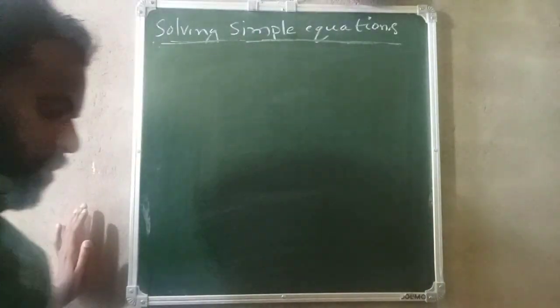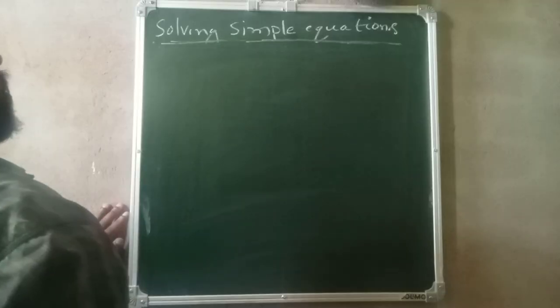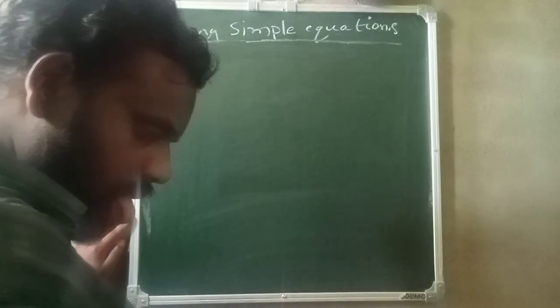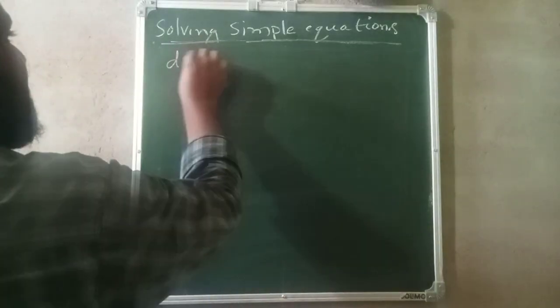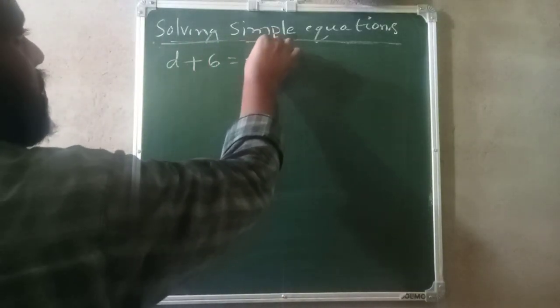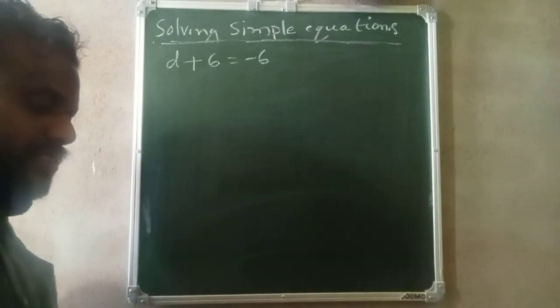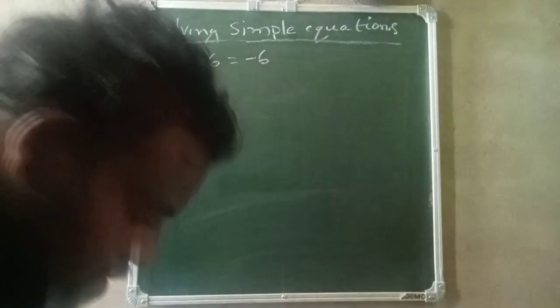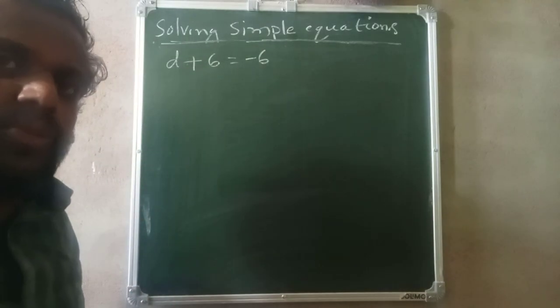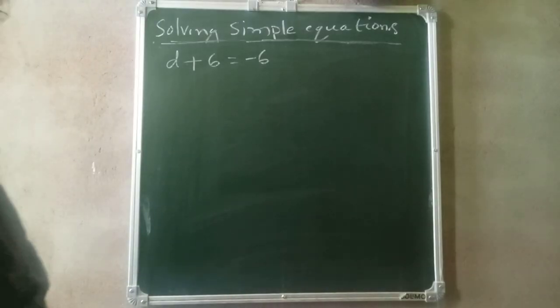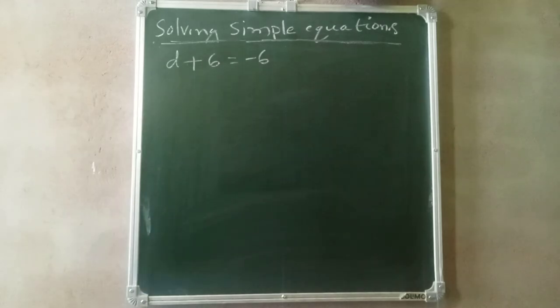So other simple equation is d plus 6 is equal to minus 6. So this is another simple equation. So we have to solve this. So solve means we have to find the value of the variable. Here the variable is letter D, small d.